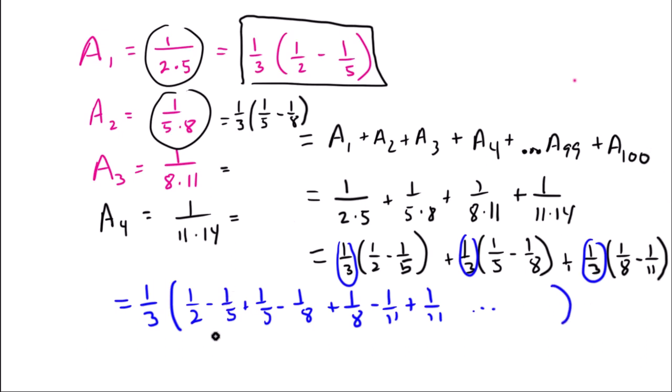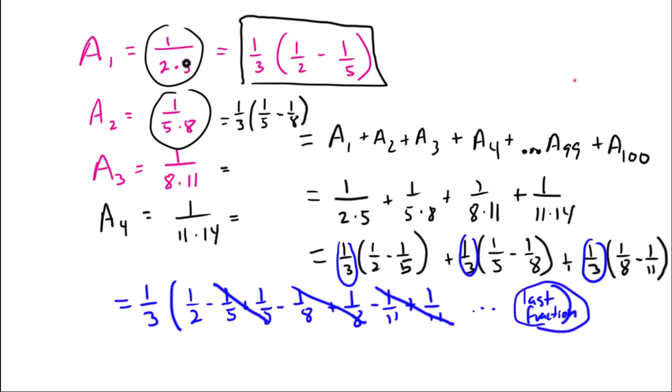Okay, well, now I see a pattern. Minus 1/5 plus 1/5, that cancels. Minus 1/8 plus 1/8 cancels. Minus 1/11 plus 1/11 cancels. In fact, everything's going to cancel up until my very last fraction, that second fraction in the last term. Okay, well, now I just need to figure out what is that last fraction.